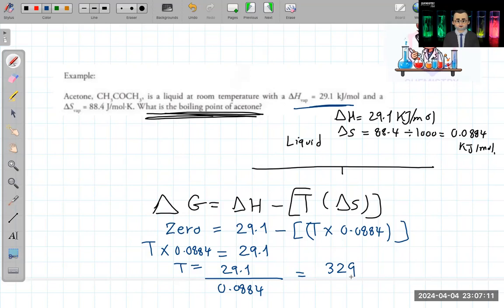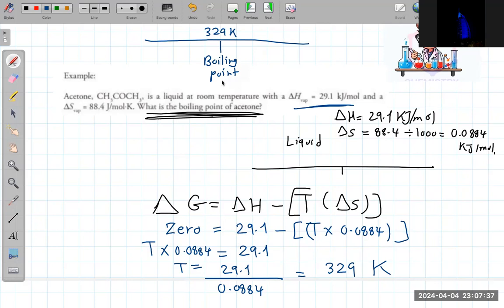Kelvin or Celsius? Don't forget, it will be Kelvin. So 329 is Kelvin. So that's the boiling point. That's the boiling point he asked for. And by the way, what is it equal to in Celsius? 56. Is it minus 273? Yes, then it will be 56 degrees. So 56 is the boiling point.